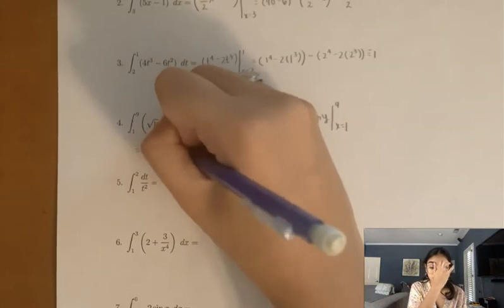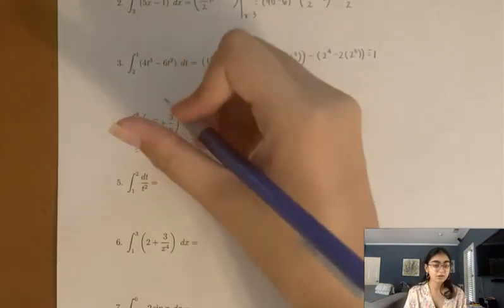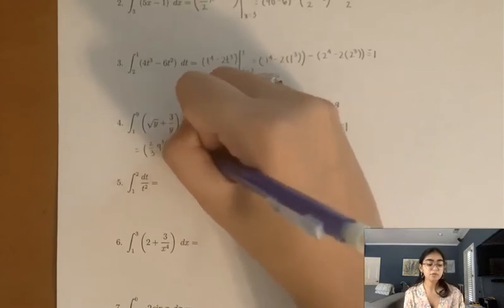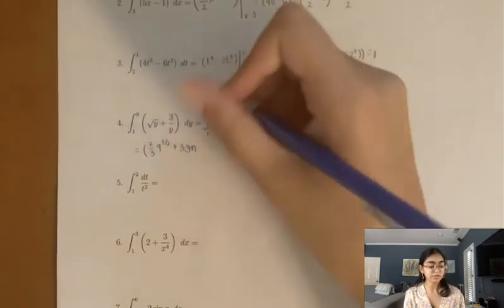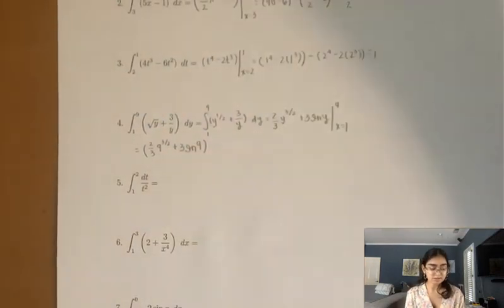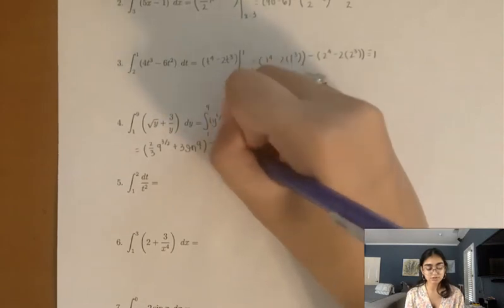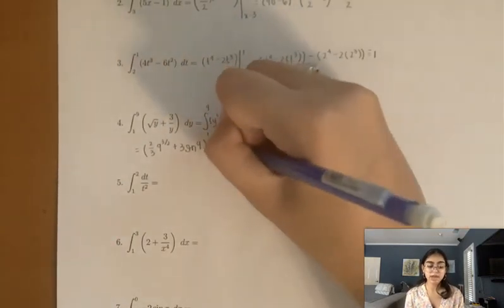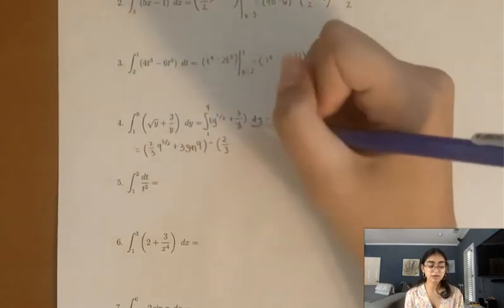Okay, so now that we're plugging in, we're going to have 2 over 3 times 9 to the 3/2 plus 3 ln 9. That's our top. And we're going to close that all in parentheses minus, and we're going to have another set of parentheses, 2 over 3 times 1 to the 3/2 plus 3 ln 1.